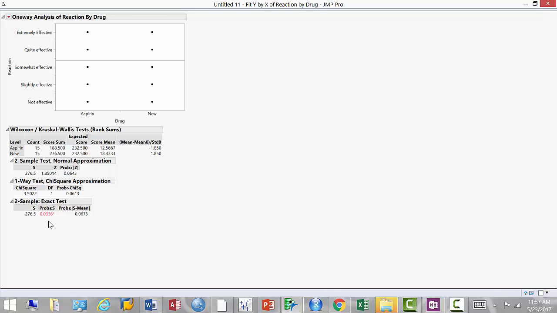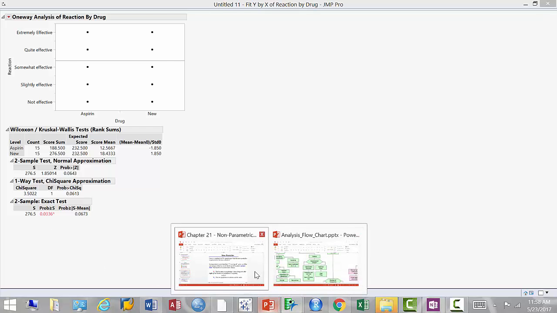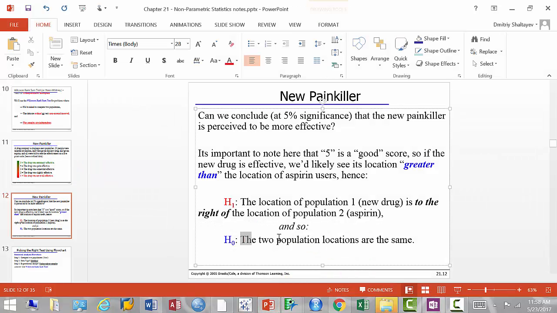Yep, I reject the null, right? If I reject the null in favor of the alternative, let's see what that means. Let's go back to our hypothesis. Reject the null that the populations are the same in favor of the alternative, and the alternative says that my new drug distribution is to the right of the aspirin drug distribution. So do I have a confirmation that statistically people react better to the new drug than to the aspirin?